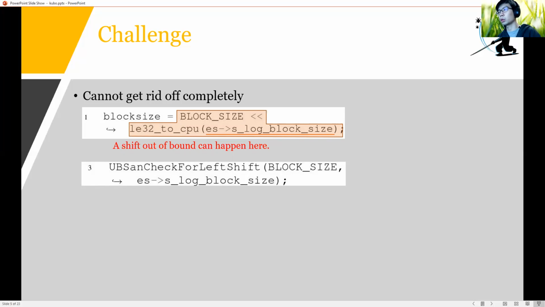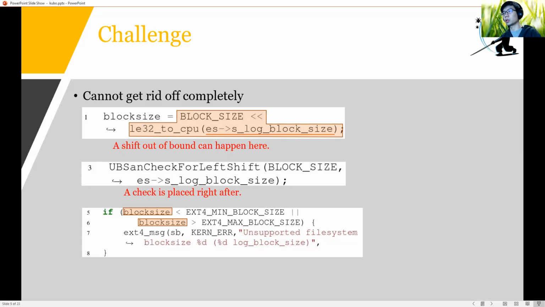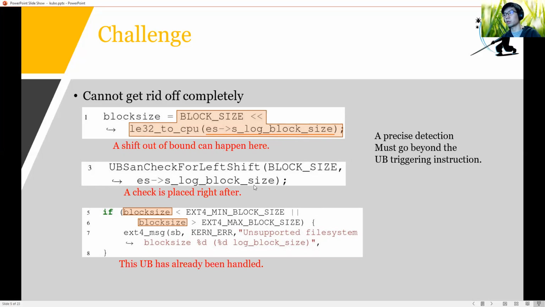However, if you look at what follows in the original code, you can see that this value is sanitized in its own way. So many times when you see a UB warning, most likely you have to look at the code following it to make sure that this is not sanitized. And this poses a big false positive problem for static analysis as well as dynamic analysis. So generally, a precise detection requires going beyond the UB trigger instruction.